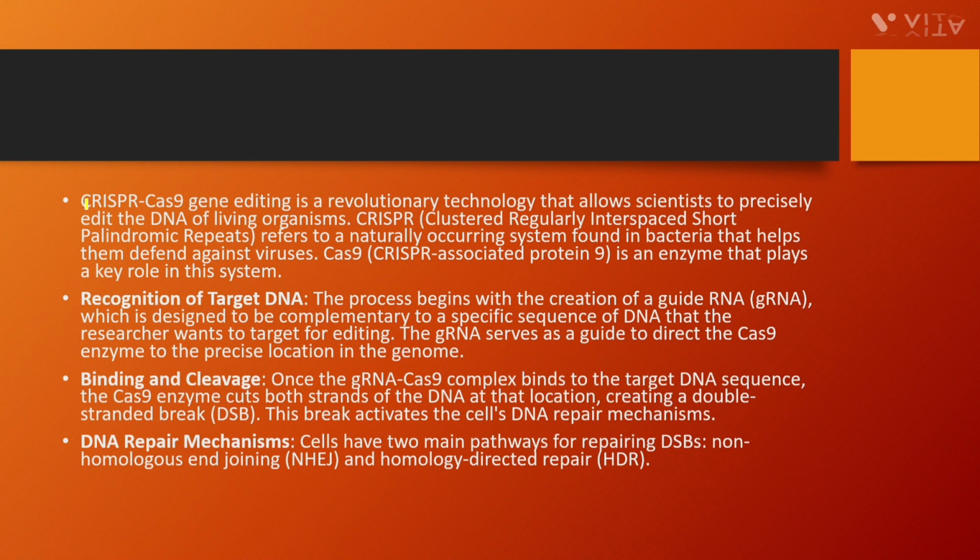CRISPR-Cas9 gene editing is a revolutionary technology that allows scientists to edit the DNA of living organisms. CRISPR, as I have mentioned earlier, stands for clustered regularly interspaced short palindromic repeats, and Cas9 stands for CRISPR associated protein 9, and it is basically an enzyme that plays a key role in this system.